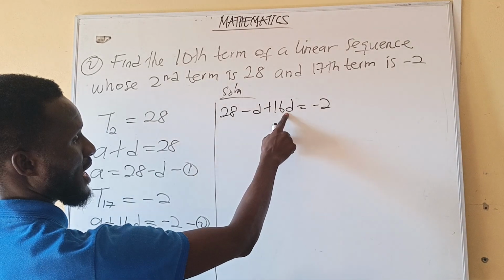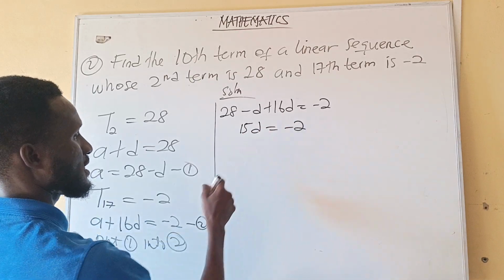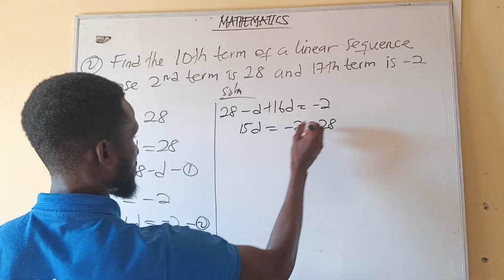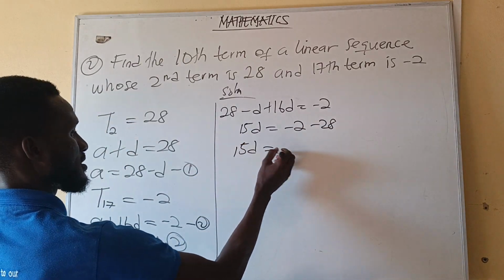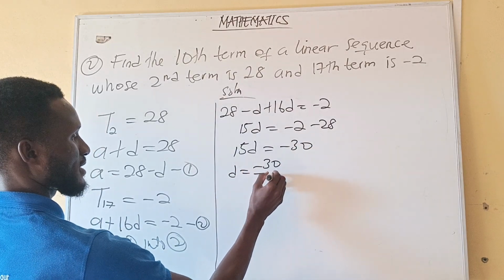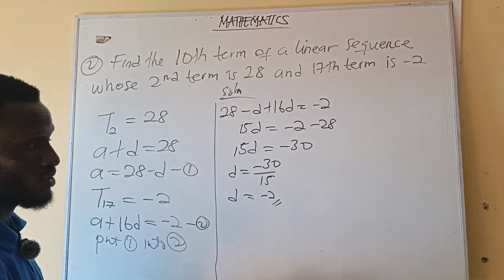Now minus d plus 16d will give us 15d equal to -2. Grouping items, minus 28, so we have 15d is equal to minus 30. How do we get d? Minus 30 divided by 15. Now d is equal to minus 2.